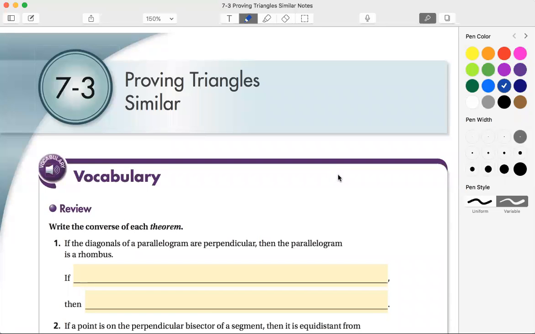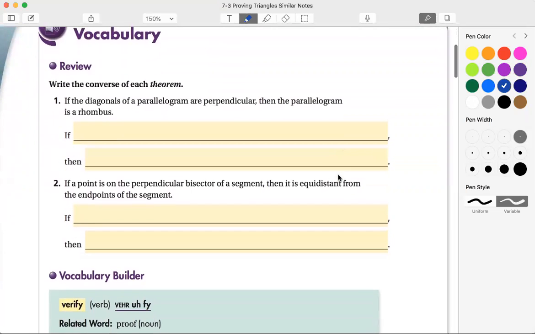All right, section 7-3, proving triangles are similar. Let's start off with some review. We're going to write the converse of each theorem. If the diagonals of a parallelogram are perpendicular, then the parallelogram is a rhombus.